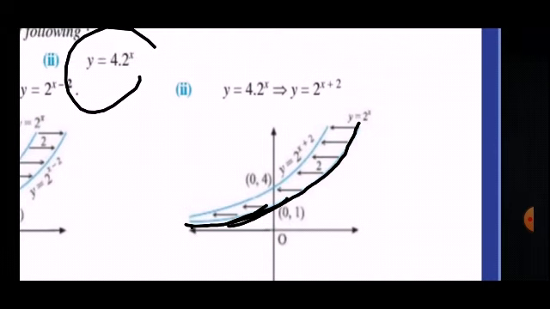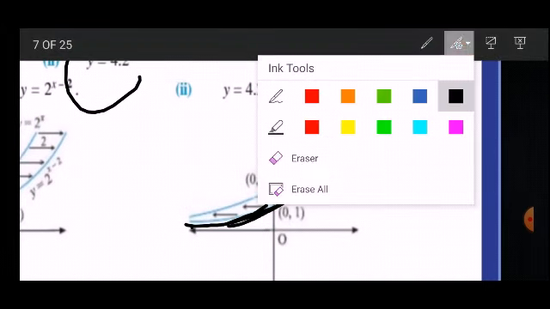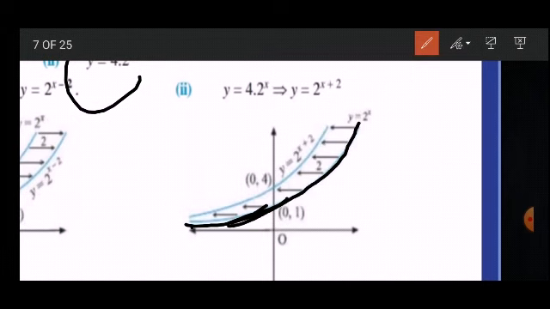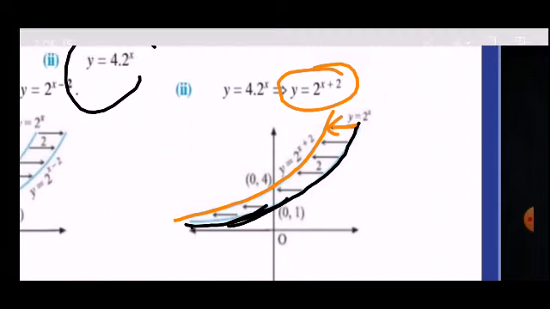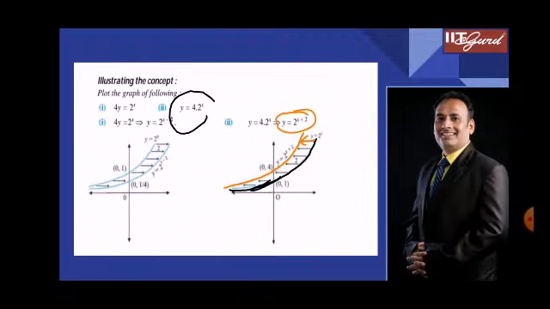And for this graph, if you see over here, this is the graph of y equal to 2 to the power x plus 2. This portion is 2 to the power x plus 2. It goes 2 units leftwards. Okay, fine. So let's see some more illustration on this. And now transformation 2.